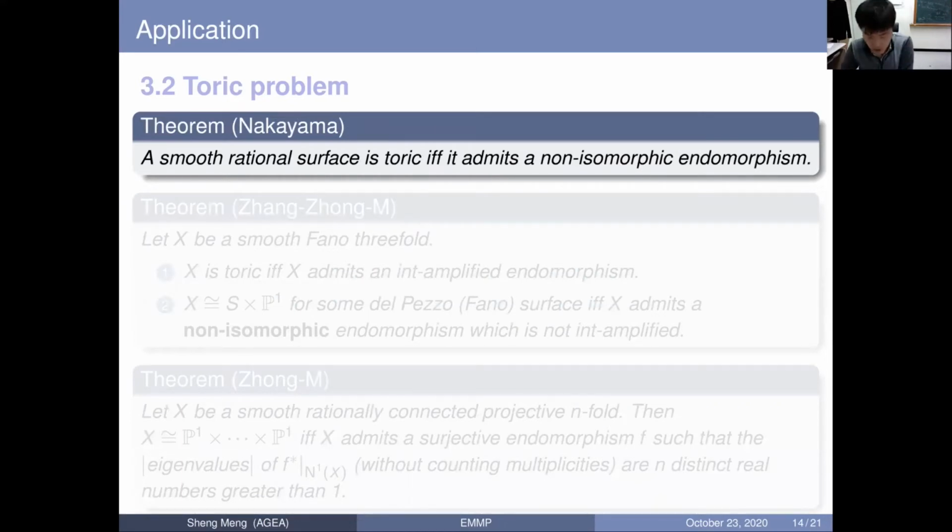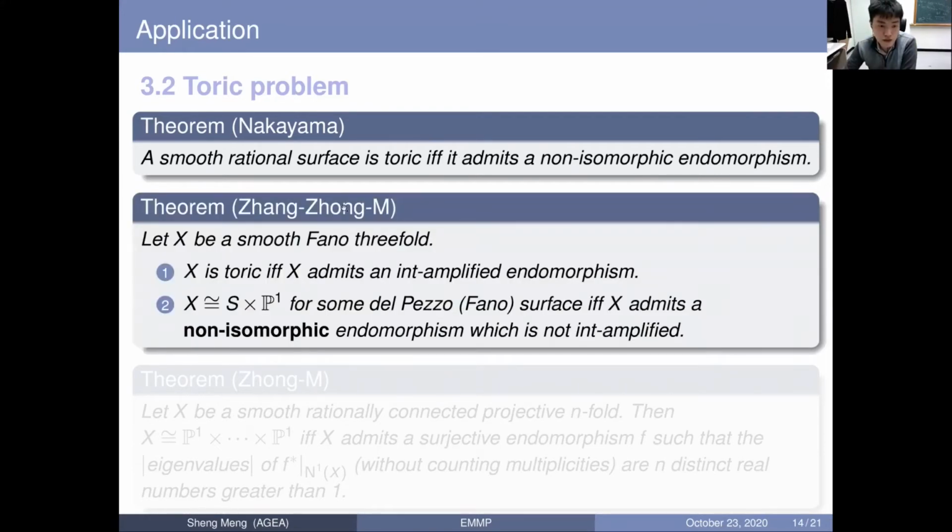Now we come to the first conjecture. The surface case has been done by Nakayama. A smooth rational or rationally connected surface is toric if and only if it admits a non-isomorphic endomorphism. Here, non-isomorphic is not strange, because for the smooth surface case, if it admits a non-isomorphic endomorphism which is not polarized, then it has to be P^1 times P^1. And we can see it in the dimension 3 situation.